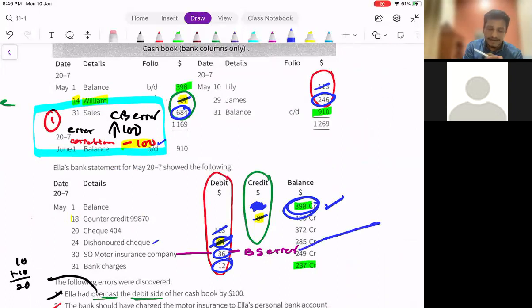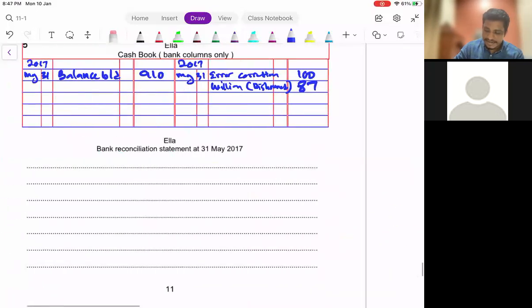If there is an error in the bank statement, we record it in the bank reconciliation, not in the cash book. Bank charges, yes, we record in the cash book. Since it is a debit in the bank statement, it will be a credit in the cash book. What is this? Bank charges. Actually, we are done now.